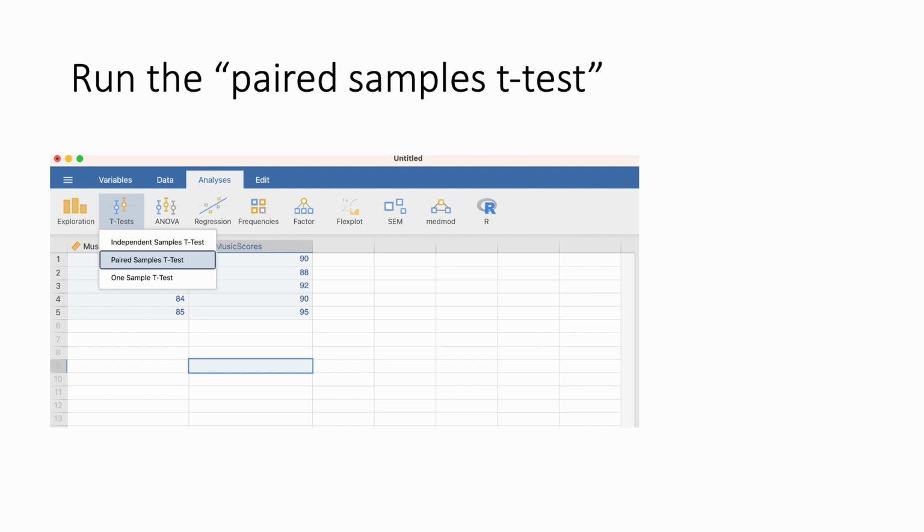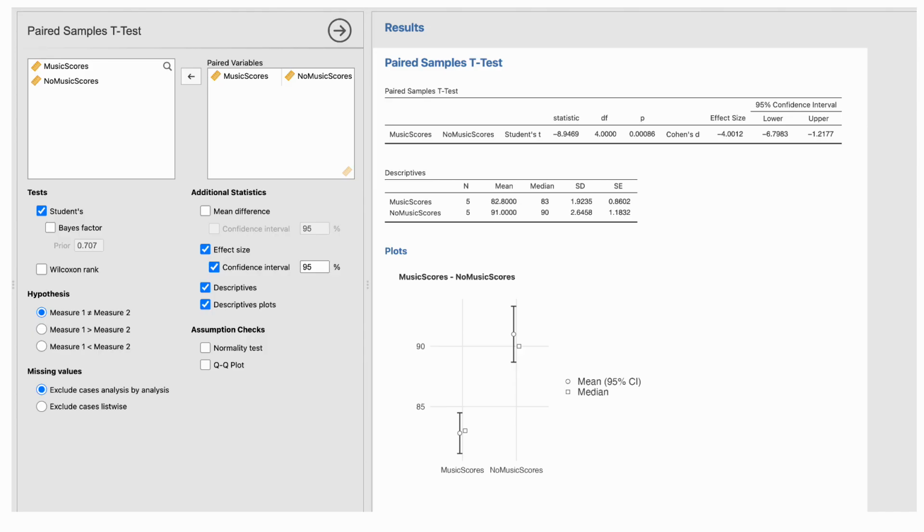Click Analyses, T-Tests, Paired Samples T-Test. That's how we get the screen we need. So this is what your Jamovi screen will look like. If you look, the first thing I did was put in music scores first, then no music scores, because I was predicting that studying with music improves test scores. So I put that variable in first, and I put the studying without music second. I thought that would have lower test scores.